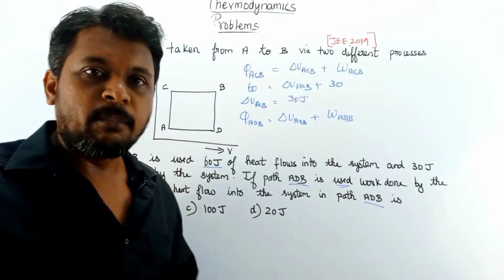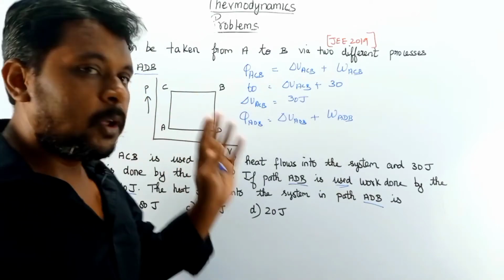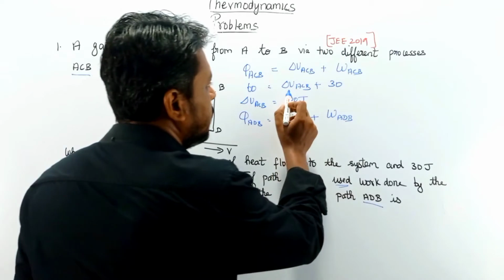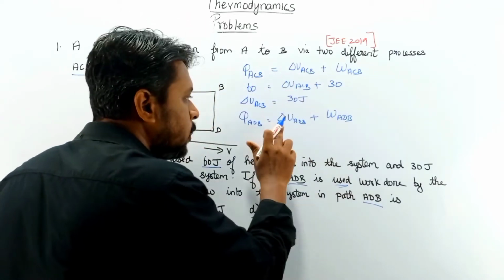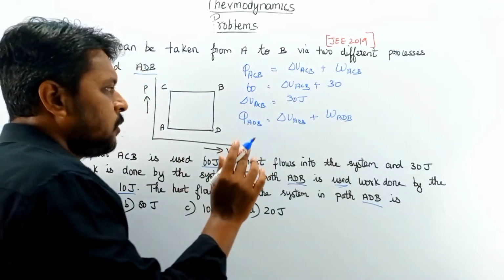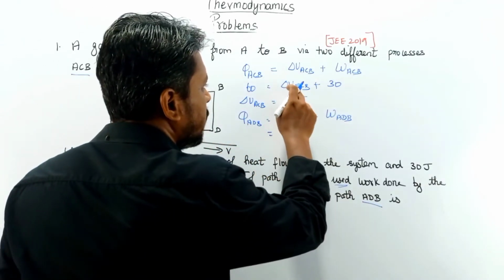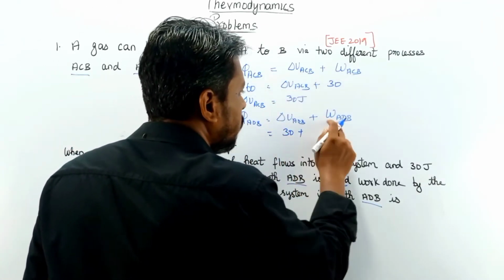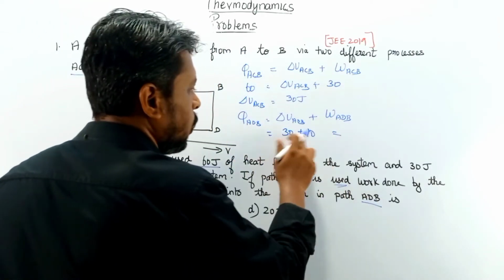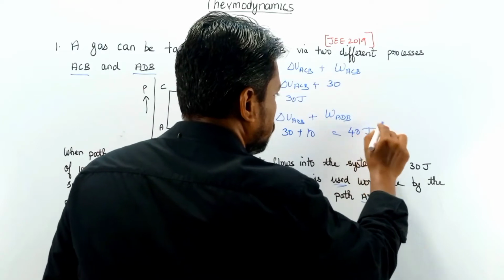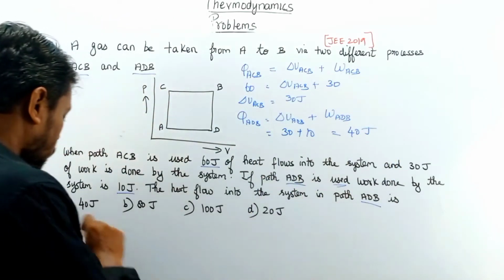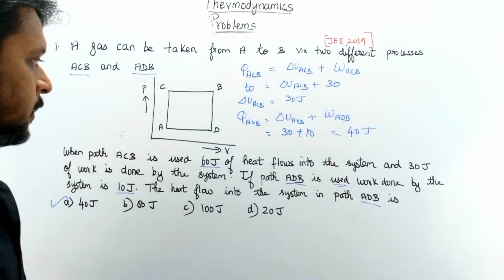It means the change in internal energy will also be equal along both paths. So delta U of ACB will be equal to delta U of ADB, because they have the same initial and final points, so the change will be equal. We found it as 30, and the work done is given as 10 joules, so totally we have 40 joules. So the heat along the path ADB will be 40 joules, which is the right answer.